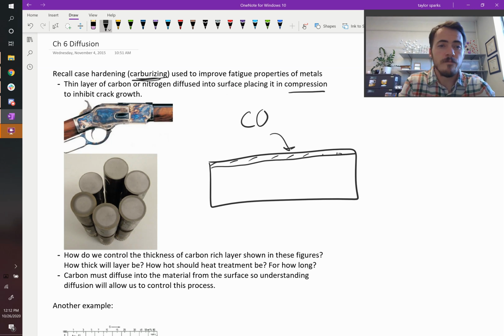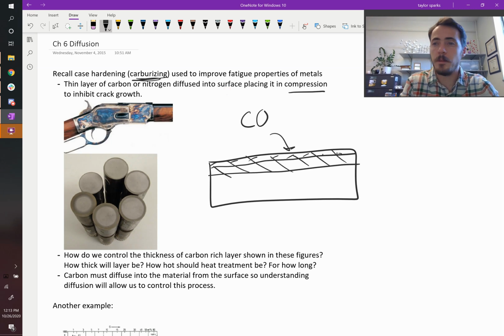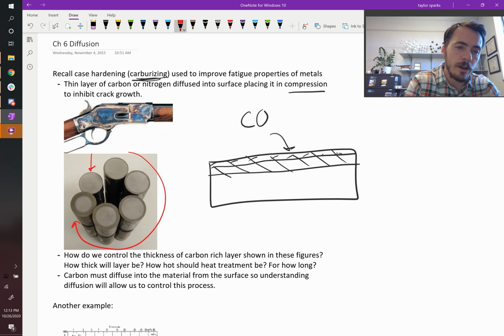Now the question is, you could do this and achieve different widths. Maybe your width is going to be that thick, or maybe it's going to be even thicker. And how do you control that? Well, you can see that here. Take a look in this drawing. You've got a really thin layer and it gets progressively thicker as you go around. And so the way that we can predict the thickness of that layer and what the concentration profile of carbon atoms will look like is by understanding diffusion.